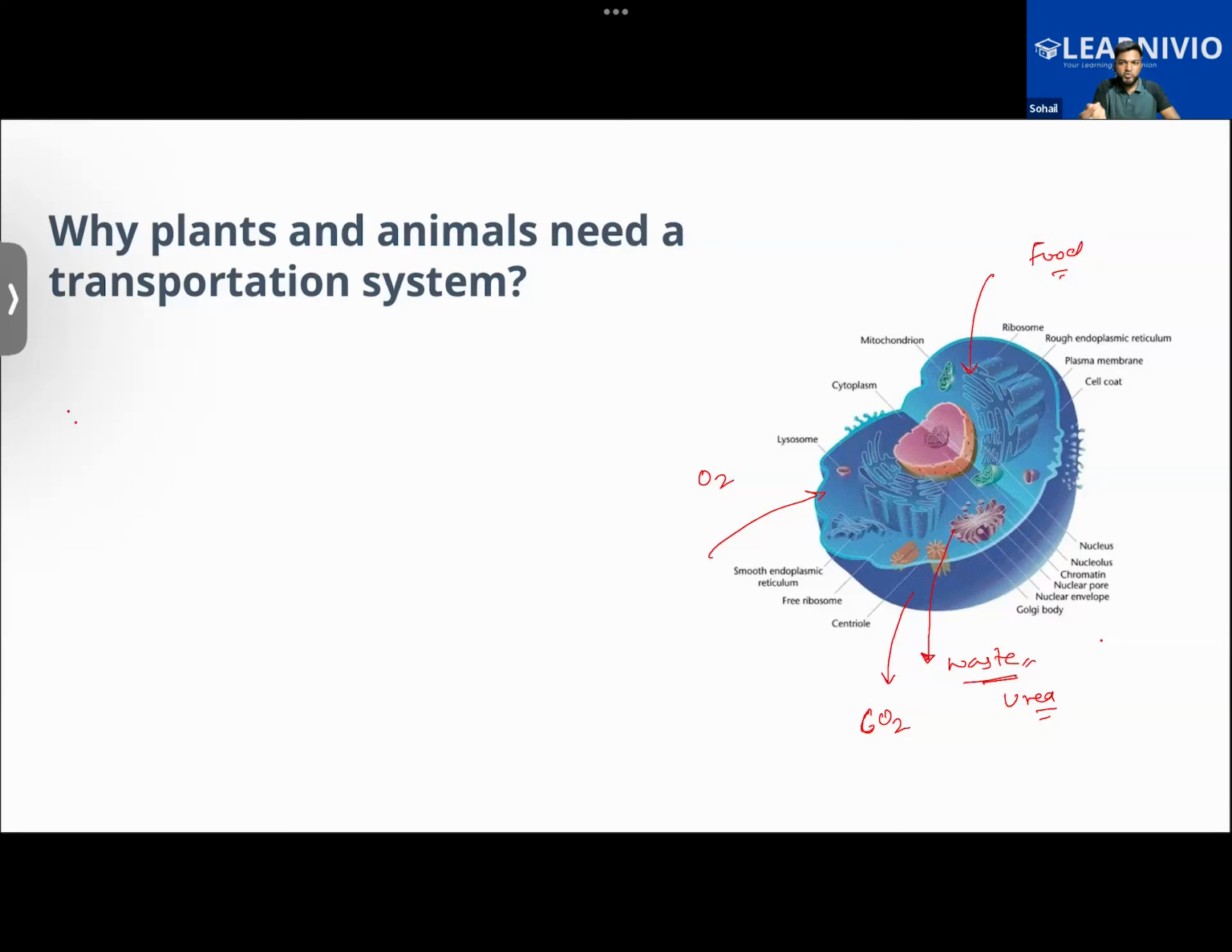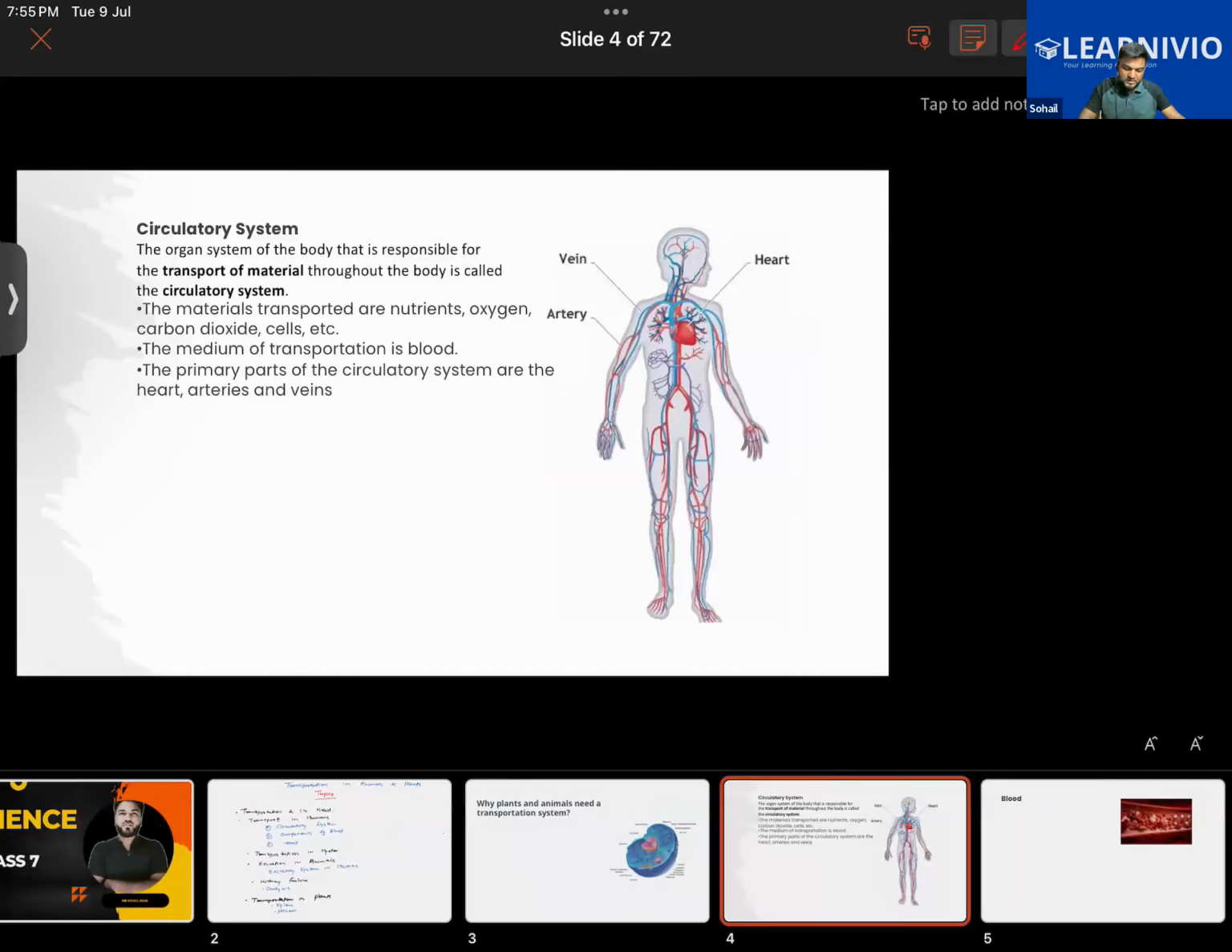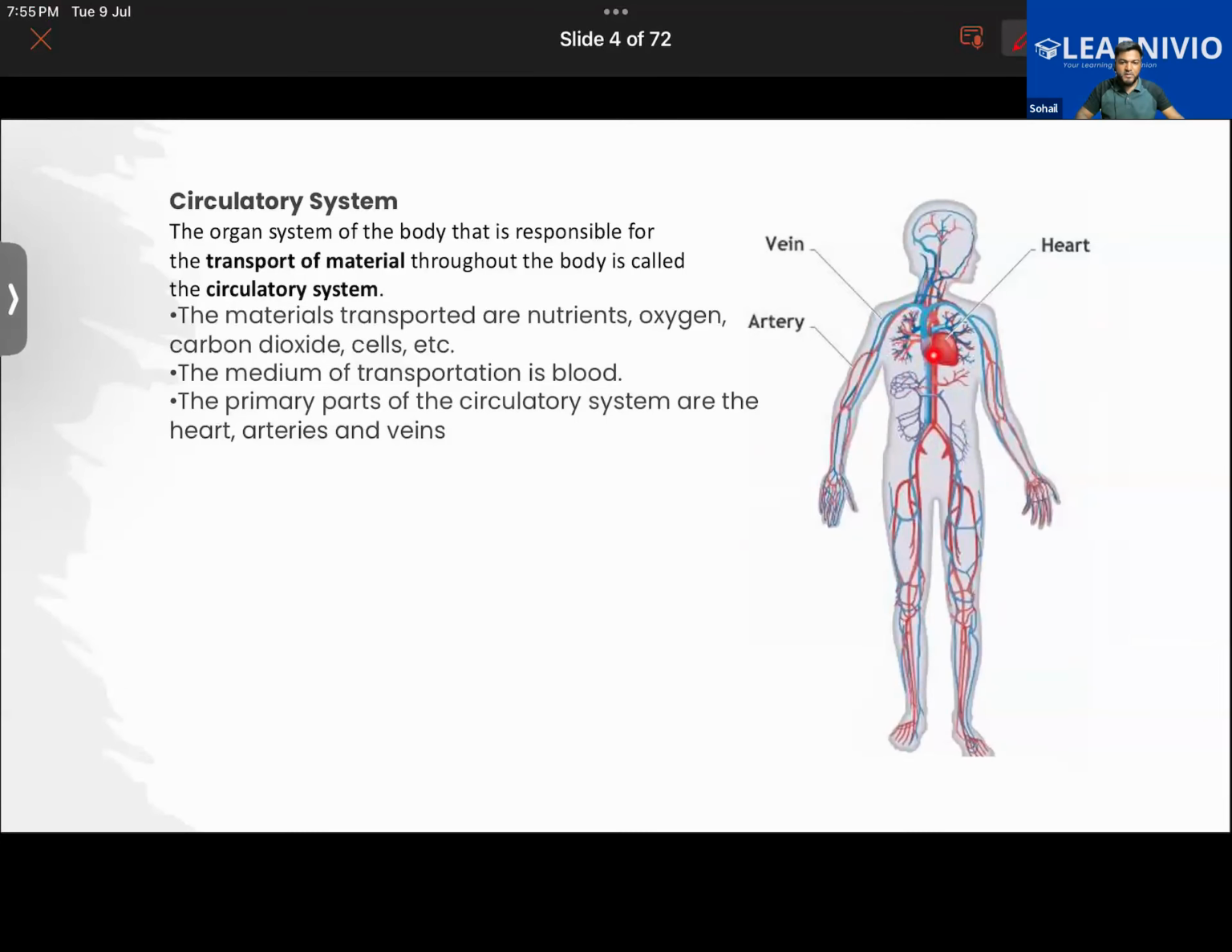Just like for you to travel from your home to the school, you require a transport system, you require a vehicle, you require a road network. Yes or not? Yes, sir. Similarly, in the same manner, we see that there are trillions of cells in our body, and the requirements of the cells are met by a transport system, a well developed transport network in our body, that is called the circulatory system.